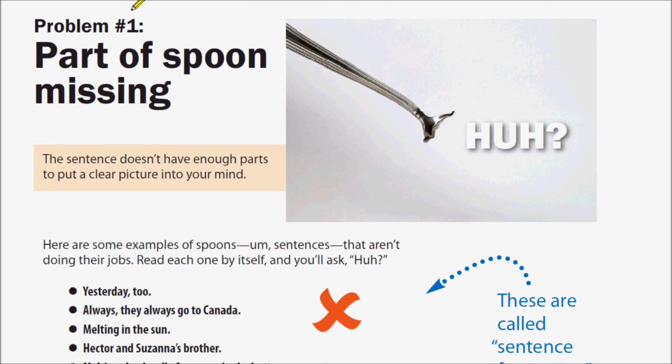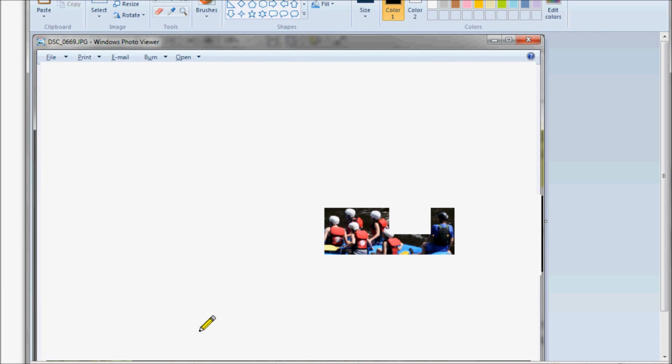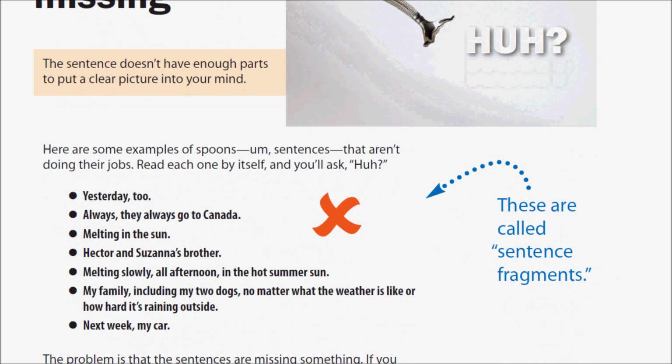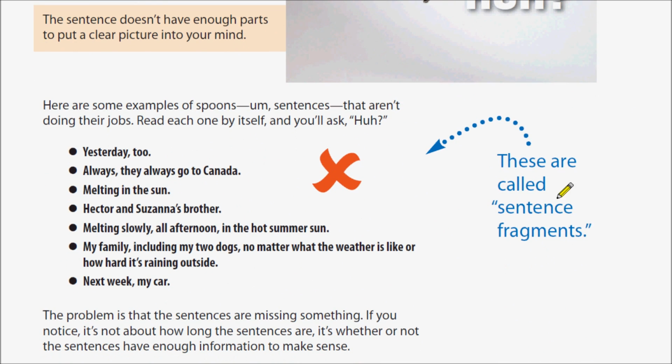Bang! Here's problem number one with a lot of sentences. Part of the spoon is missing. Try to eat with this one. It's not going to happen. Okay, if you get this spoon and you go, huh? Or you go, what? That's what we were talking about earlier with this thing here, which is, 6 people. What? Huh? All right, they're not doing their job. There's not enough parts to this spoon.